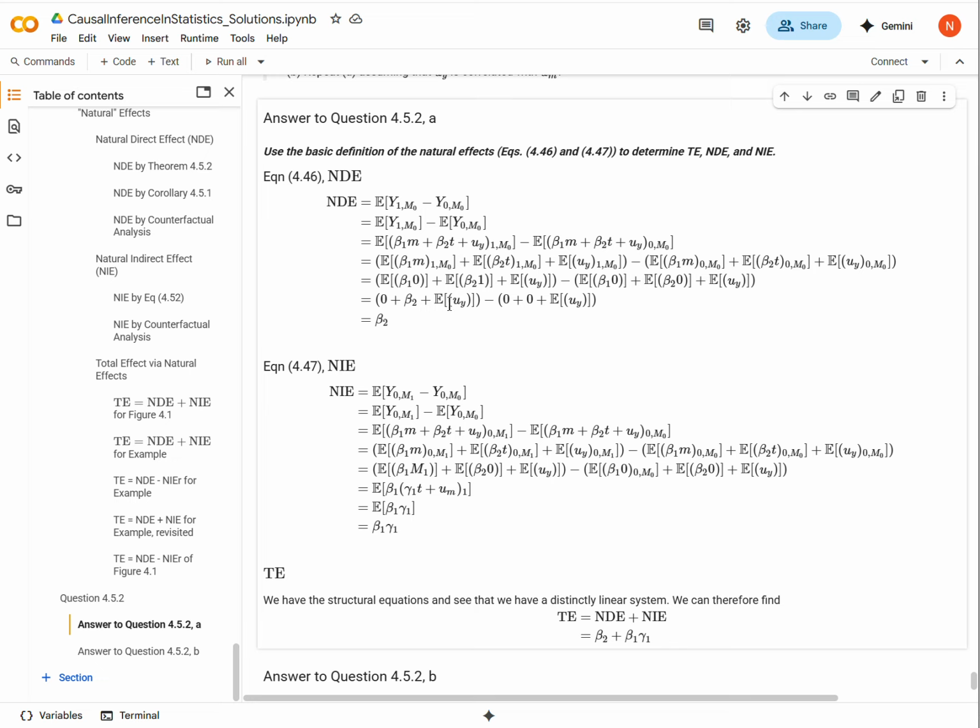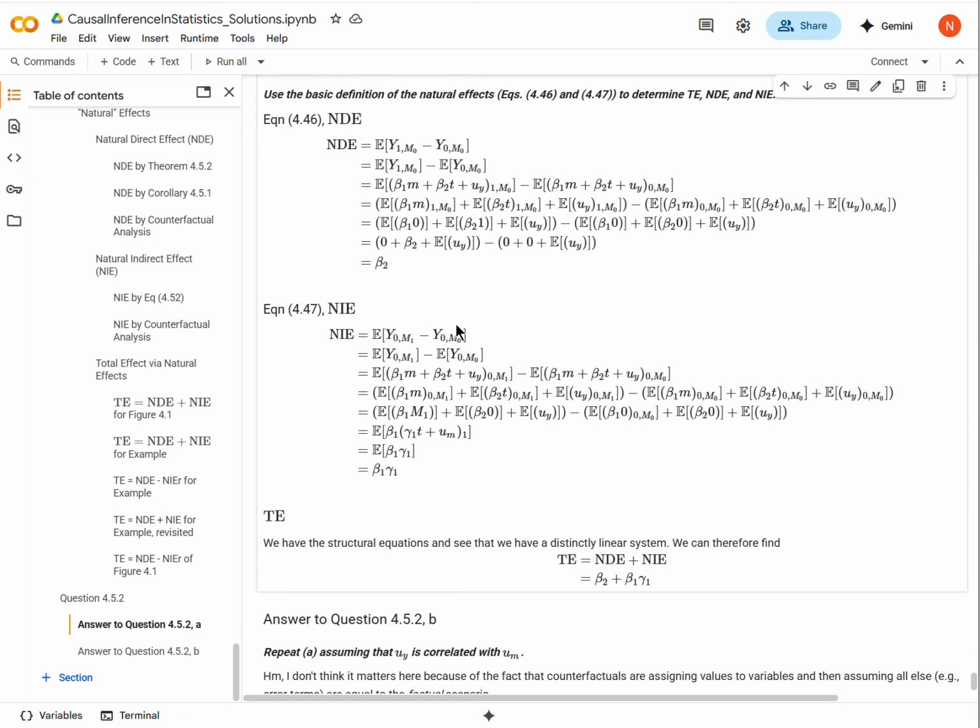Plus the expectation of the error, which again is supposed to be 0, so we should just get beta 2. It's the natural direct effect. All right, so now for the natural indirect effect, this is a slightly different expression. Now we are holding treatment at 0 because we want to see the effect of the mediator, basically. And then we vary the mediator from the value it takes on when t equals 1 to the value it takes on when t equals 0.